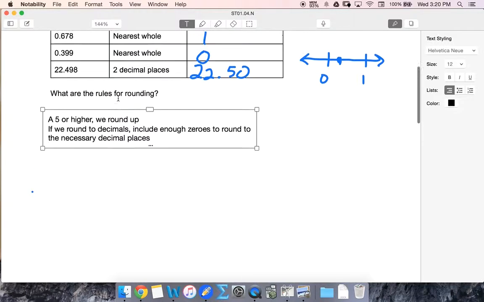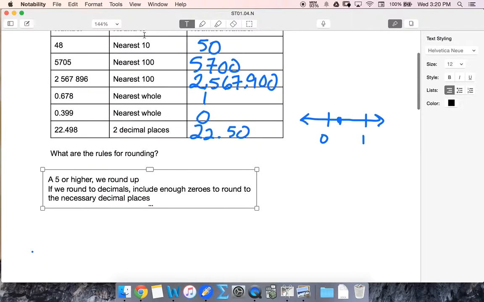Also, if we see up here, notice that when we round to the nearest 100 here, it doesn't just turn into 57. The nearest 100 means it has to be hundreds. The nearest 10 means it has to be a multiple of 10, so I have to have a single 0. I have to have the hundreds out here to show that I've rounded it. 5,705 is close to 5,700. It's not close to 57.